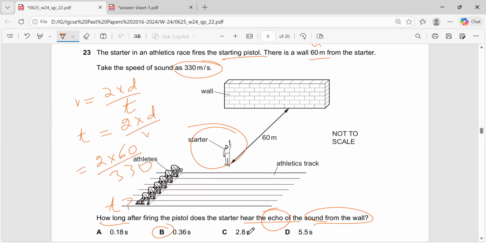120 divided by 330. Answer is 0.36. So 23 is B.